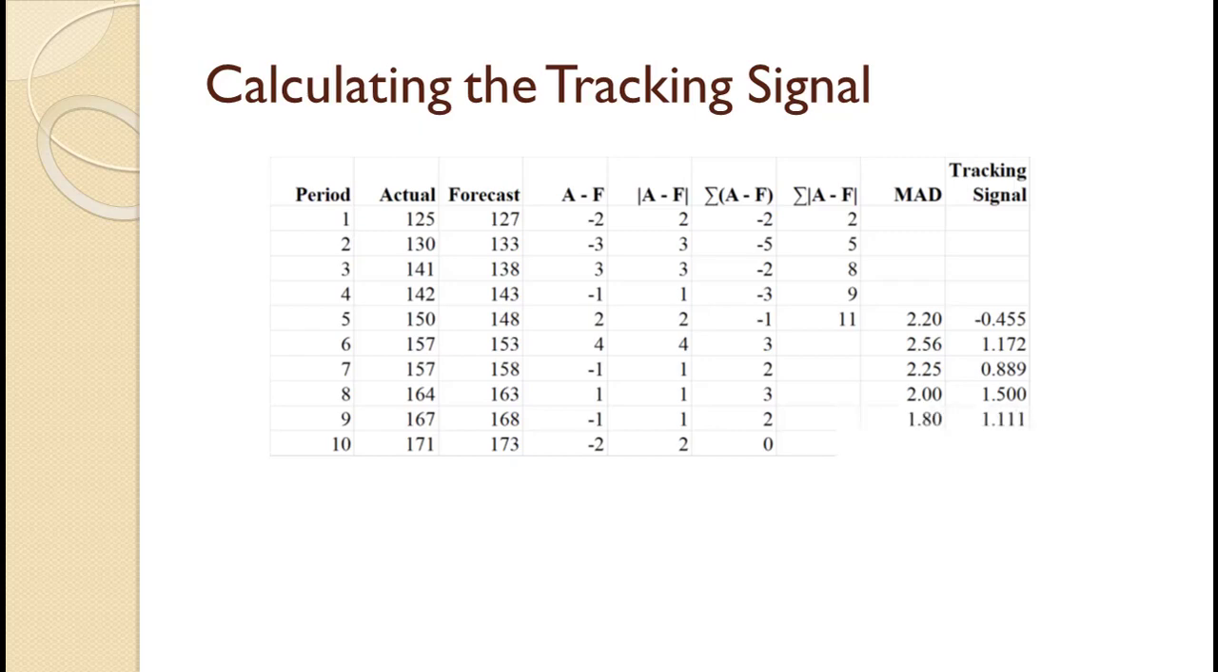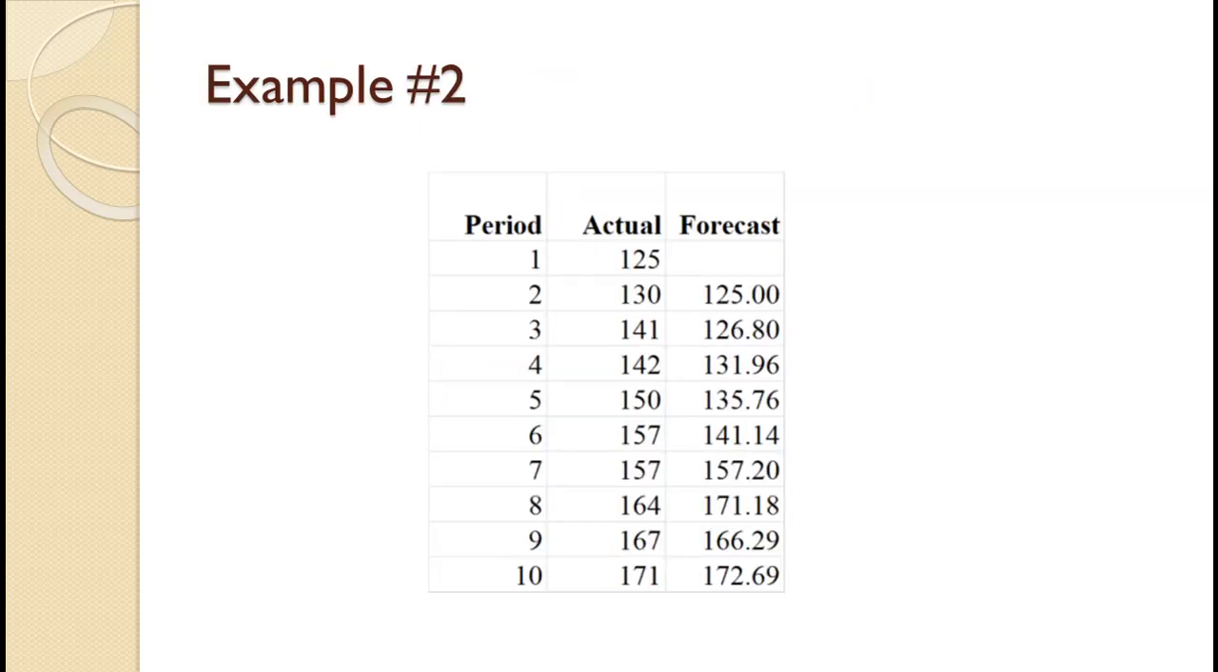For period 9, the cumulative A-F value of 2 divided by the MAD of 1.80 equals 1.111. For period 10, the cumulative A-F value of 0 divided by the MAD of 1.84 equals 0. Since none of the tracking signal values are outside of the plus or minus 4 range, there is no indication of bias.